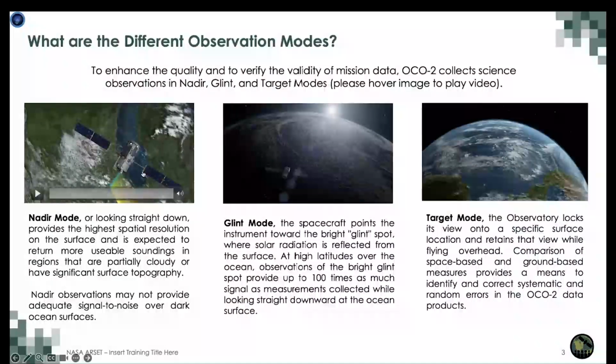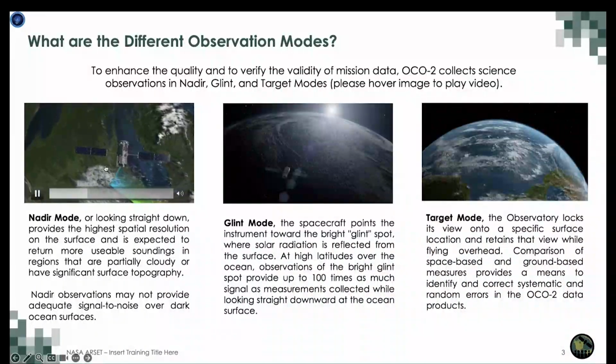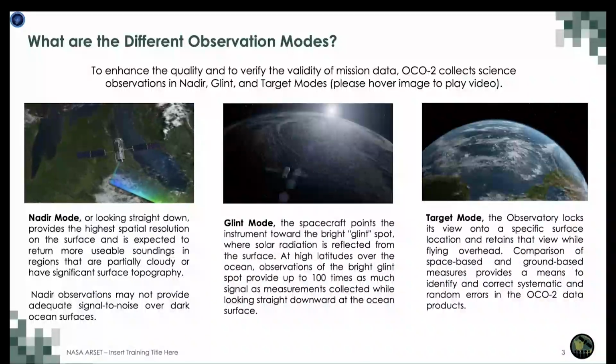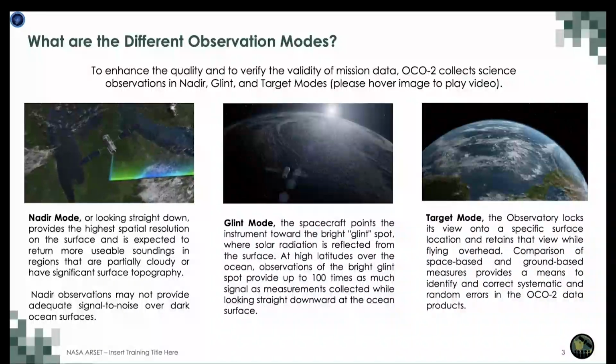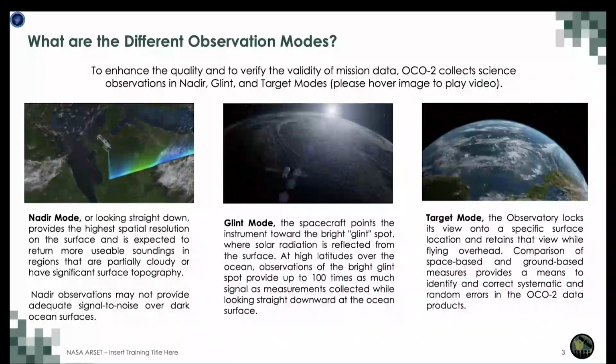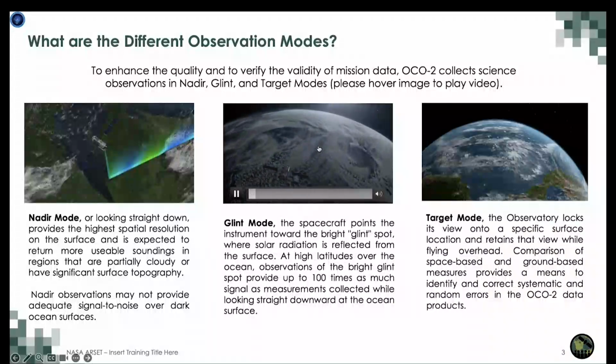So here I will talk a little bit about observing modes. OCO-2 has 3 observing modes: nadir, glint, and target mode. For the nadir mode on the left panel, it's looking straight down, so it provides the highest spatial resolution footprint size on the surface. So it has better coverage over partially cloudy conditions or surfaces with high topography. But nadir observations don't have a very good signal-to-noise ratio over dark ocean surface, just because the ocean is highly absorbing for sunlight at nadir mode. So this comes to the glint mode.